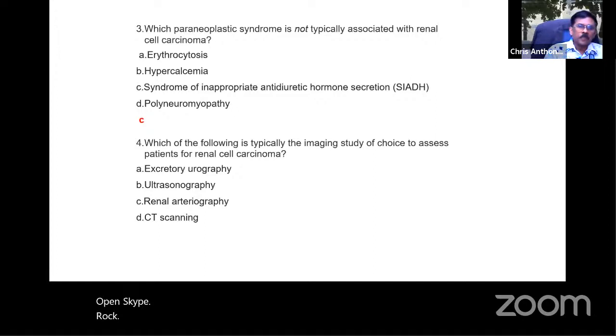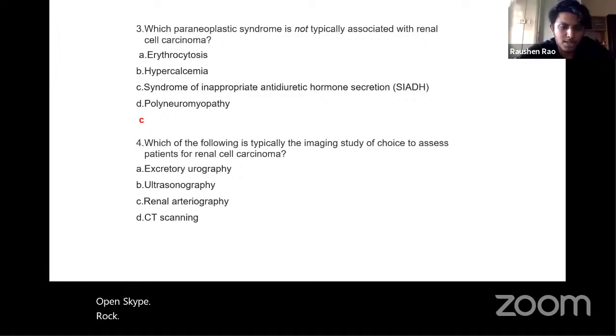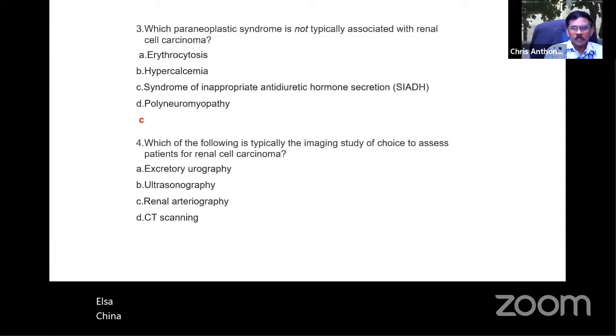Okay, right. Okay, Roshan, the next one. Which of the following is typically the imaging study of choice to assess patients for renal cell carcinoma? CT scan. Okay, all this we discussed just now. What do you think? You think the CT scan is the most important? Anybody else thinks otherwise? Okay, I think you're right. So the answer is D, renal CT scanning, not renal angiography. So most important is CT scan.